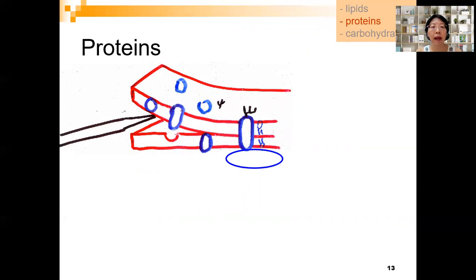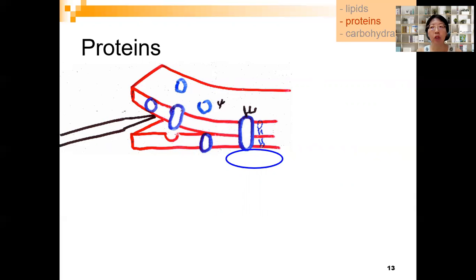Membrane is a phospholipid bilayer. This diagram shows that the membrane is being frozen already. And then a small needle is used to separate the upper and lower layer of the phospholipid bilayer to show the distribution of the proteins in this membrane.